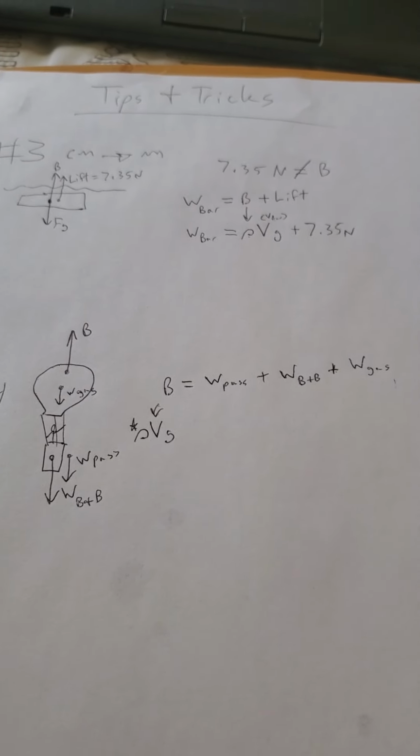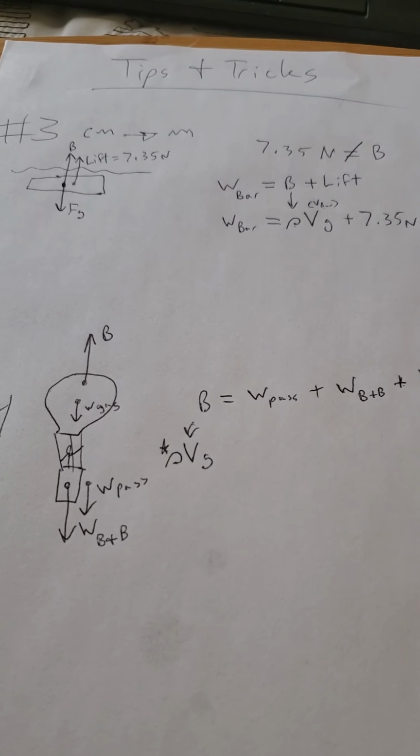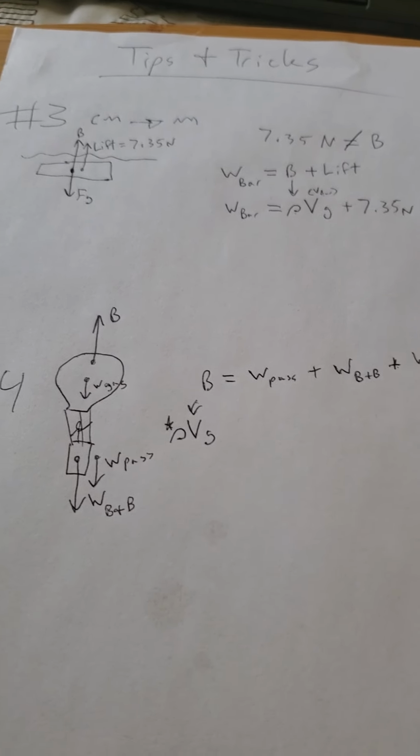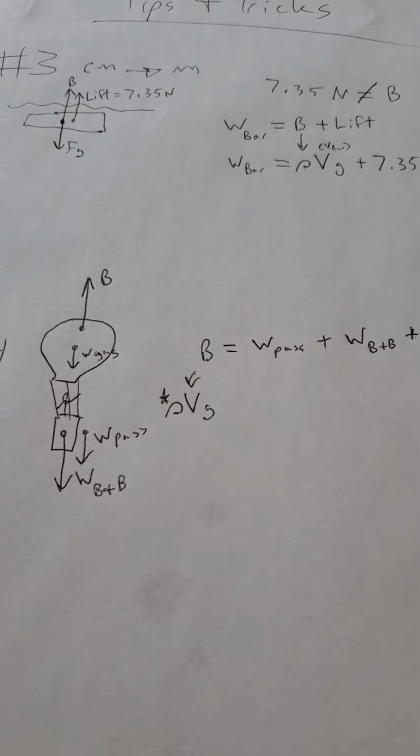The density of air is a given number. To my recollection, I believe it's like 1.25 kilograms per meter cubed, but don't quote me on that. Look that up in the notes. There should be a table with that.